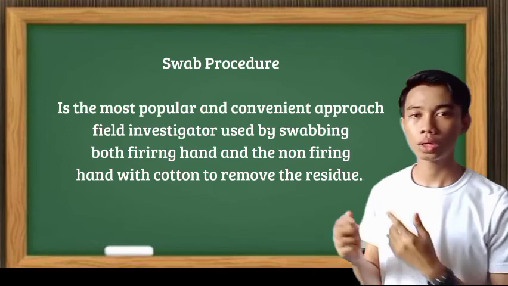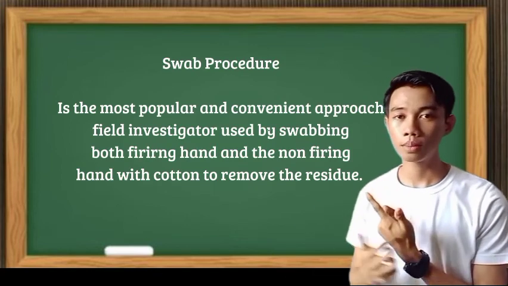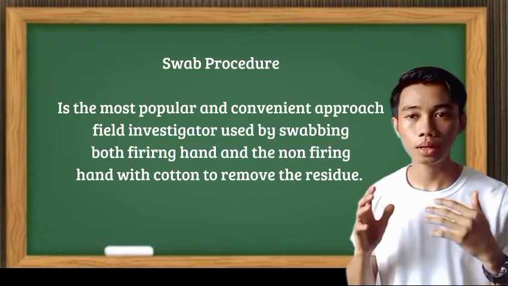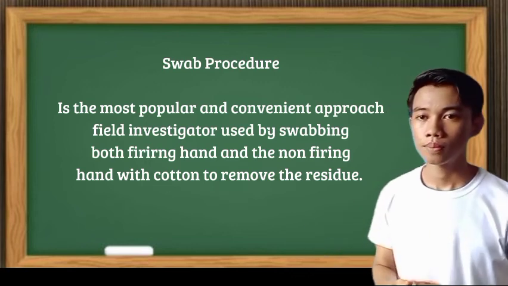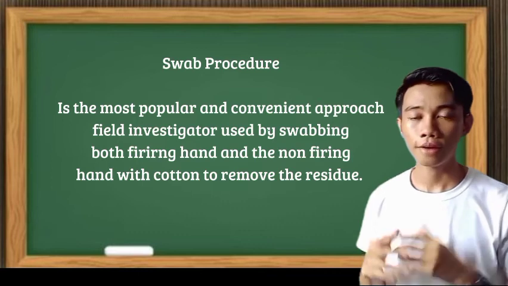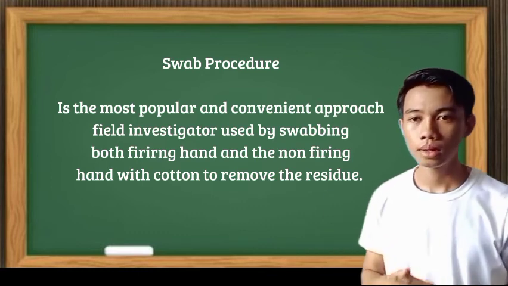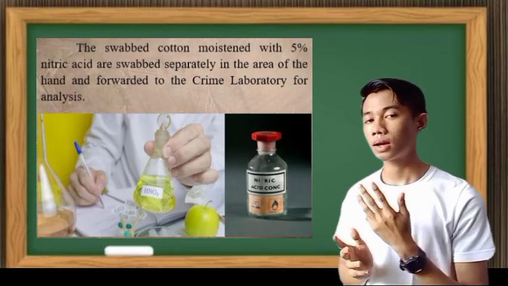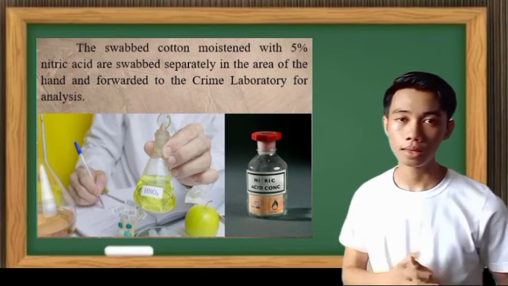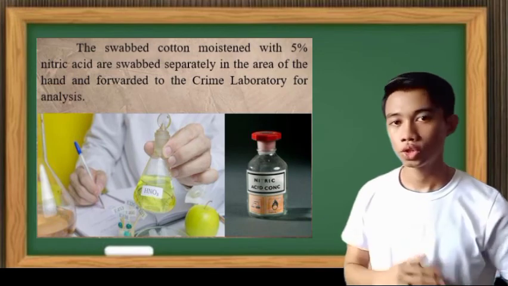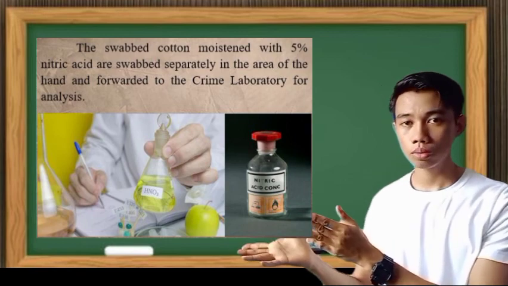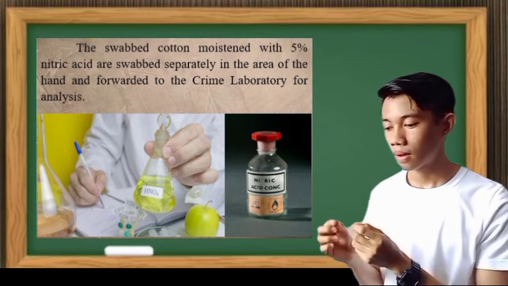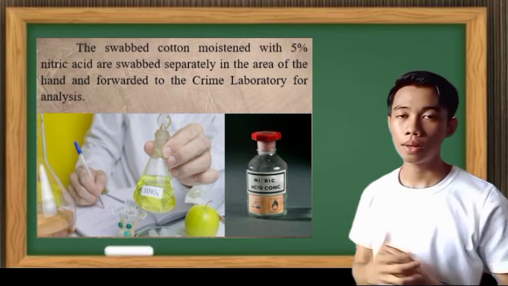Okay, so we have here the swab procedure. As I already told you, yung area dito ay yun yung swab ng ating mga forensic expert. So, the swab procedure is the most popular and convenient approach by the field investigator. It is used by swabbing both the firing hand and the non-firing hand with cotton to remove the residue. So, yung mga field investigator natin na umarrive sa crime scene as part of the first responder, ay ginagamit yung swab procedure natin. So, sa GSR test kit natin, yung diniscuss ko kanina, yung 4 na maliliit na container, tsaka sa merong cotton ay doon ina-apply yung swabbing procedure.